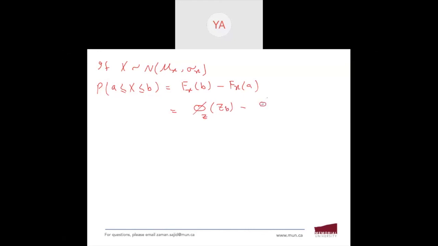Now, if you have X belongs to the normal standard distribution, the probability that X is greater than or equal to A or less than or equal to B, the formula remains the same. This is F of X at B minus F of X at A. Or I can say this is your phi of Z at Z of B minus phi of Z at Z of A.